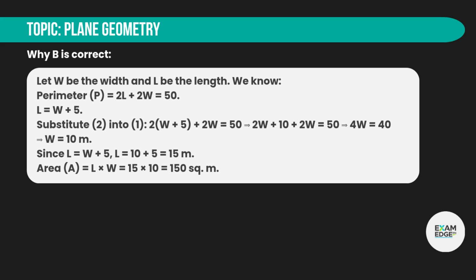Why B is correct? Let W be the width and L be the length. We know perimeter, P, equals 2L plus 2W equals 50. L equals W plus 5. Substitute 2 into 1: 2(W plus 5) plus 2W equals 50, then 2W plus 10 plus 2W equals 50, then 4W equals 40, then W equals 10 meters. Since L equals W plus 5, L equals 10 plus 5 equals 15 meters. Area, A, equals L times W equals 15 times 10 equals 150 square meters.